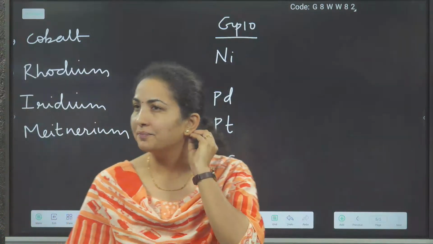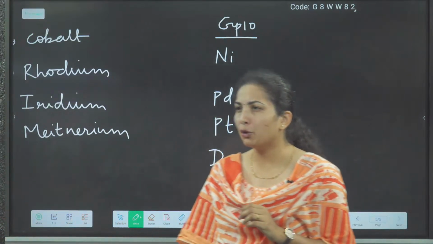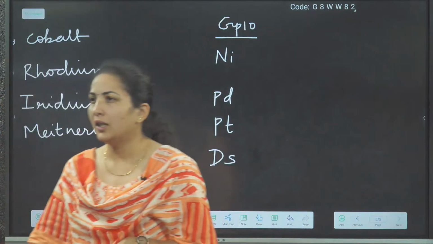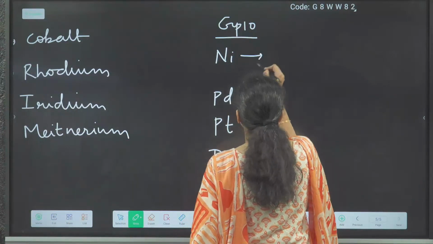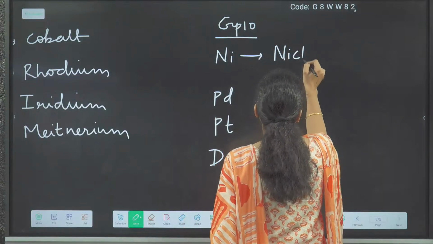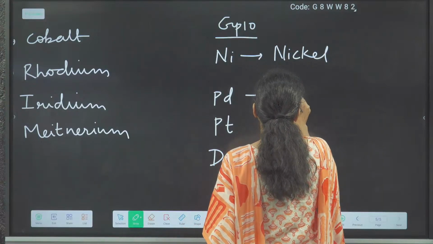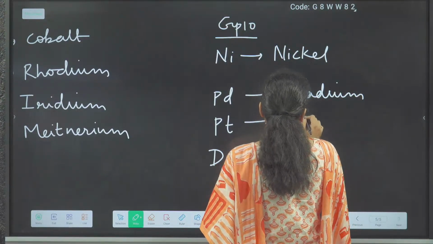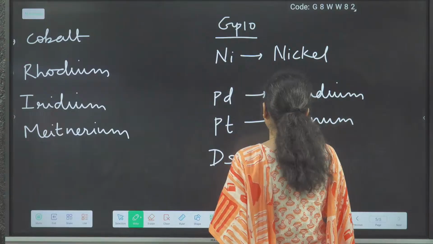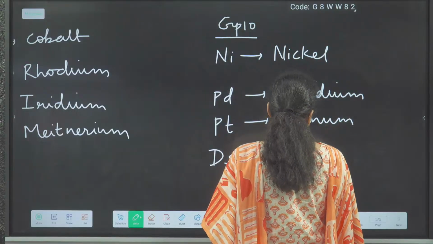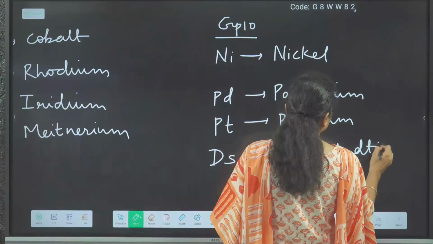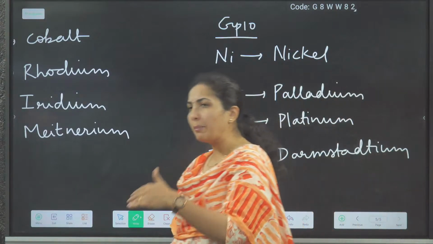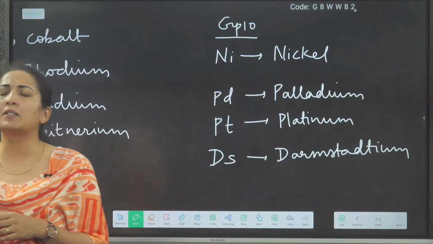Ds. If you know, you answer. Do not Google it. Darmstadtium. Okay. Newly discovered elements. So nickel, palladium, then you are having platinum, and then you are having here darmstadtium. So you can remember this set of elements easily.